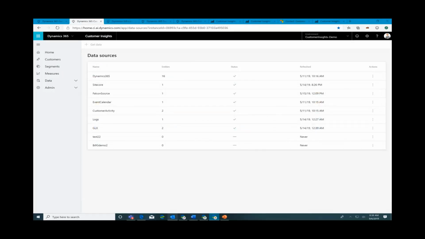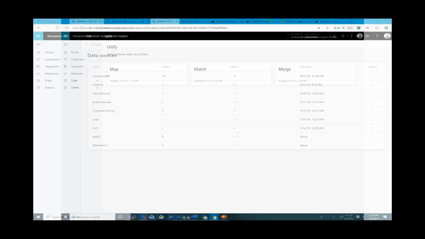right? So these are some of the data sources they connected to. They had Dynamics, they had Sitecore, they had something called GLX. GLX is their Wi-Fi system, which looks at their customers and their MAC address and their IP, and they can map the locations and the actual spots within the amusement park that they go to. And all of this data was mapped against a customer record, right?